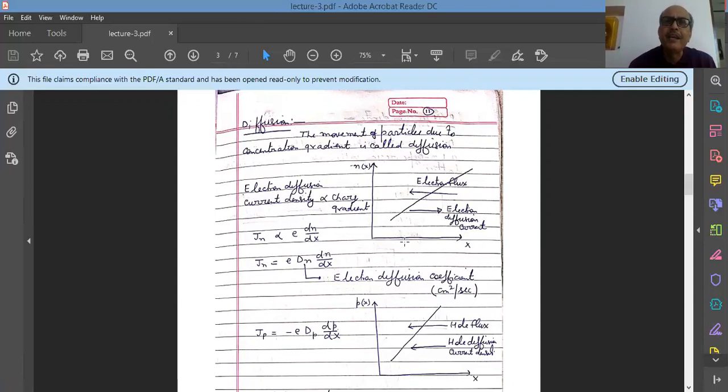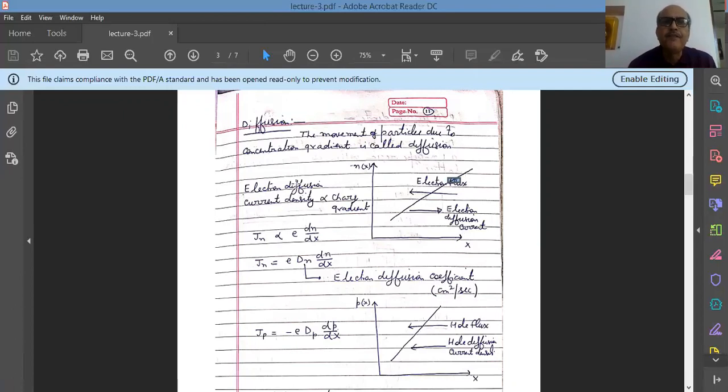If you look at the figure here, this is the distance along the length of a semiconducting crystal, and on the y-axis I am plotting the electron density. Suppose the electron concentration increases linearly along the positive x direction. What will happen? The electrons will diffuse from higher concentration to the lower concentration. So the direction of electron flux will be in this direction, from higher concentration to lower concentration, and the electron diffusion current will be in this direction.